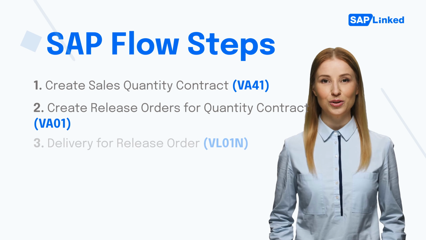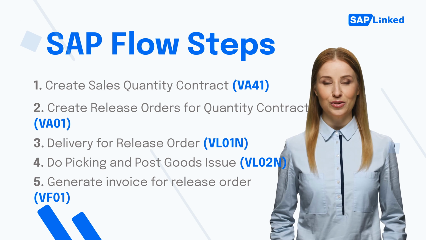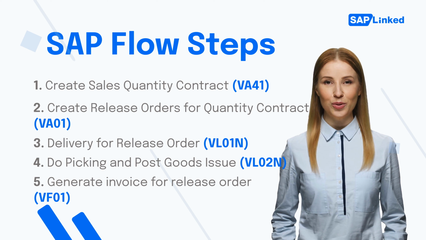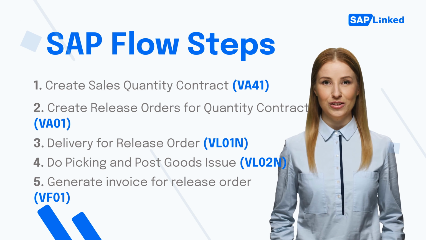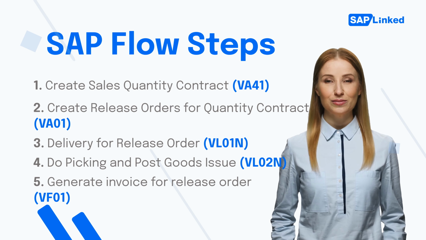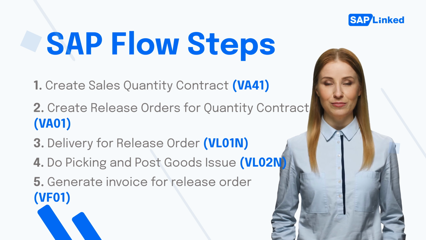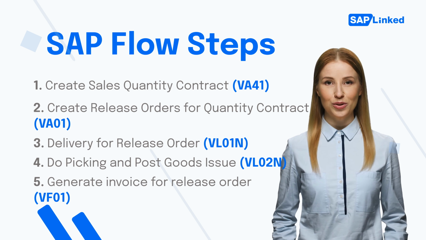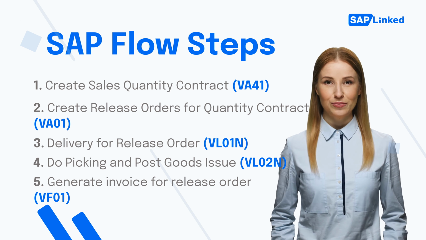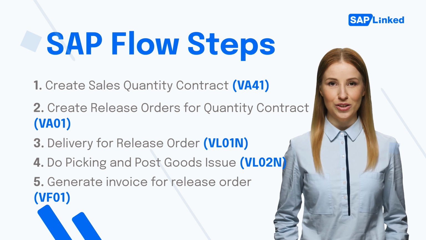SAP flow steps are: 1. Create sales quantity contract. 2. Create release orders for quantity contract. 3. Delivery for release order. 4. Do picking and post goods issue. 5. Generate invoice for release order. Let's look into each mentioned flow step in brief in the next slides.